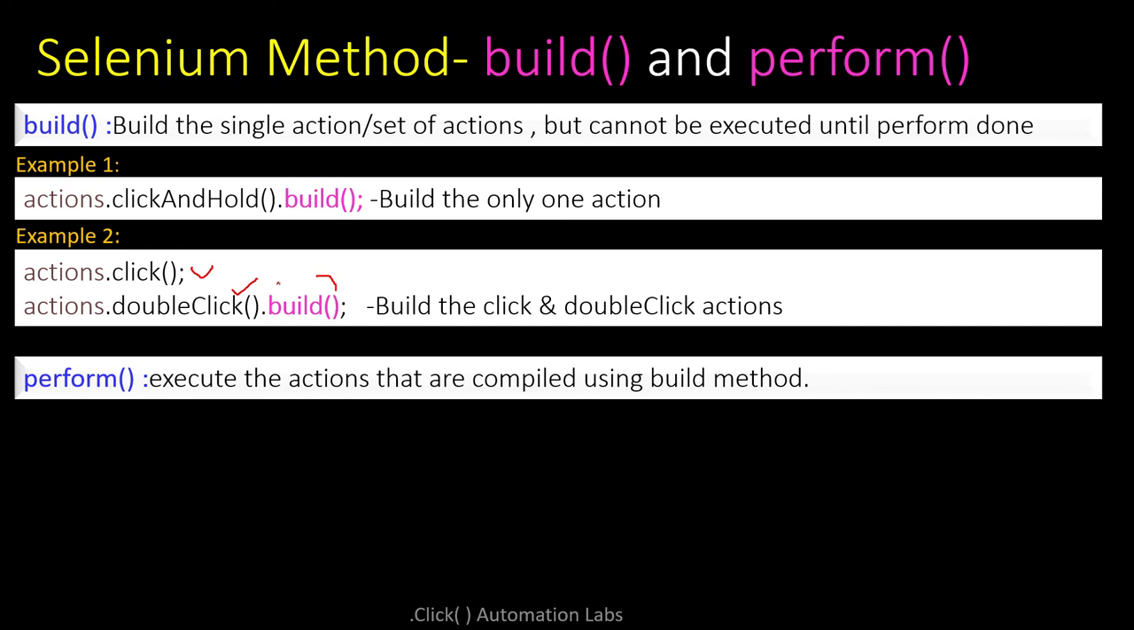Got it? So perform is used to execute the actions that are compiled using the build method. So if I say dot perform over here, then these two actions will be executed. And if I say dot perform over here, then only this particular action gets executed. So that is about perform.